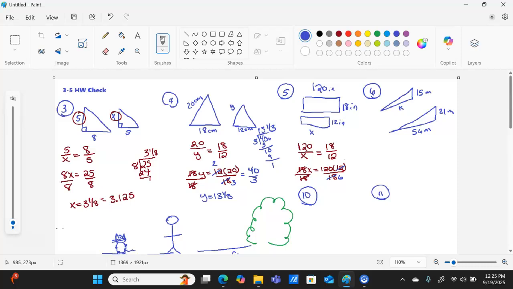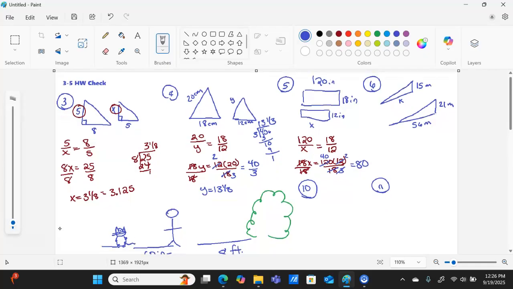And no, they're both divisible by 6. 3 and 2. And 3 will go into 120 40 times. So I'm going to end up with 80 on that one. So reducing those fractions made that easier.